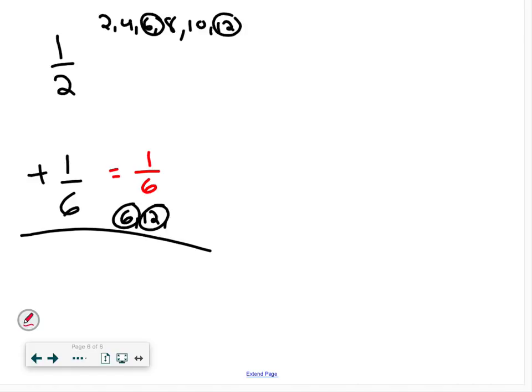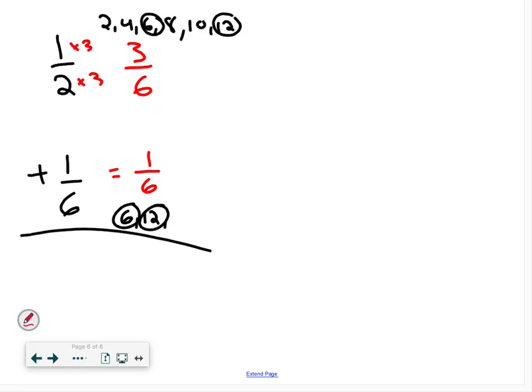If I want to make a half into 6, then I need to think about what I'm doing to that denominator, the 2, to make it into 6. Well, I know that 2 times 3 gets me to 6. And whatever I do to the bottom, I have to do the top, because if I'm changing the way it's cut, then I'm also changing how many things are actually colored in. And I would end up with 3/6.